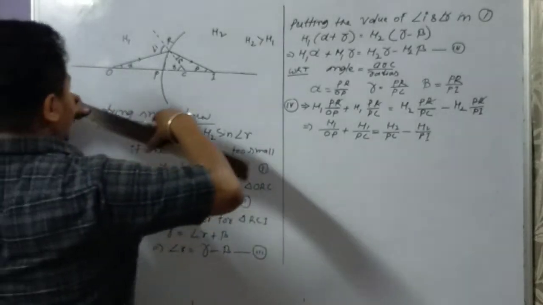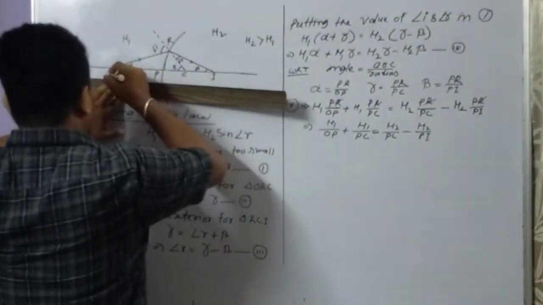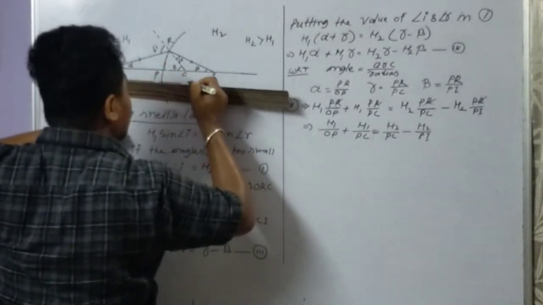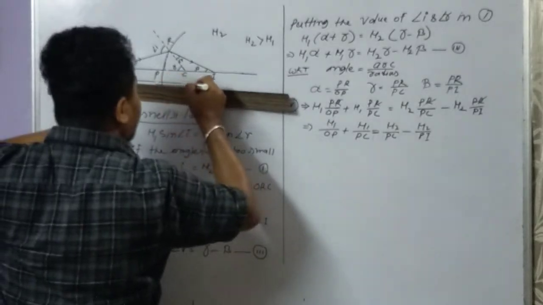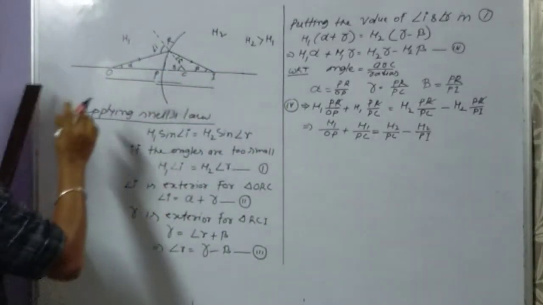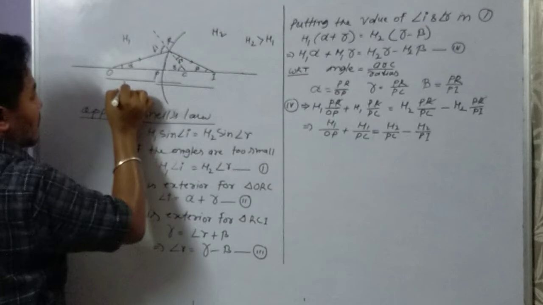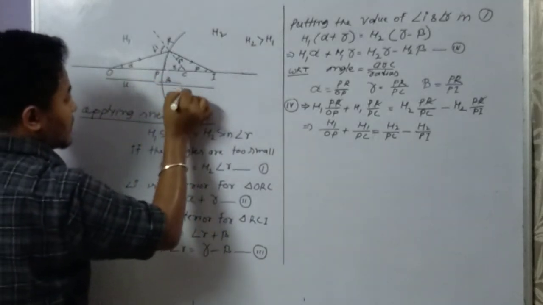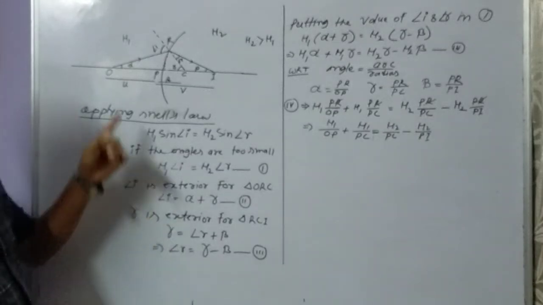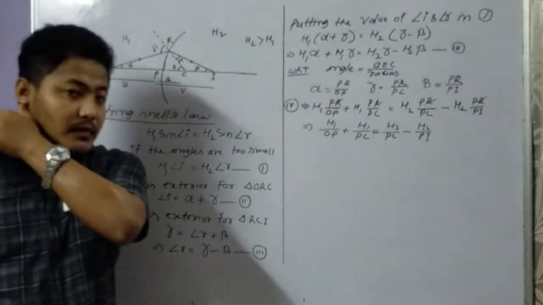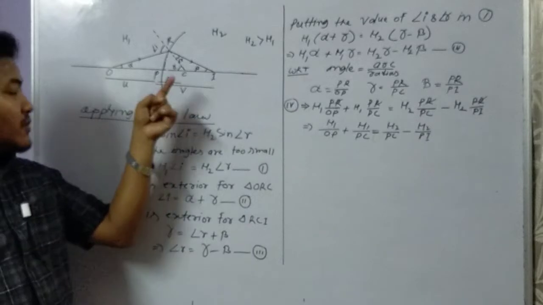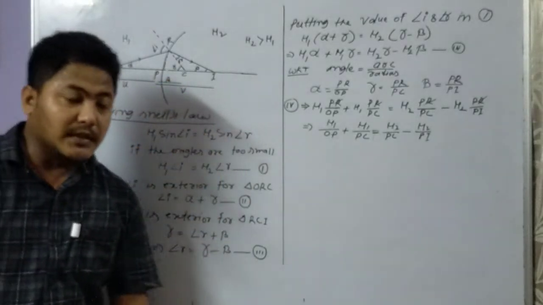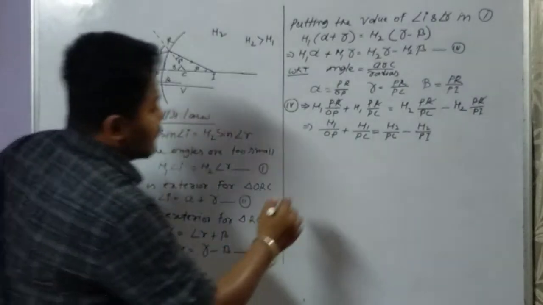Now again, two things will come for you. That is very important. What is this OP? What is this PC? And what is this PI? I am telling you, this OP is the object distance. This PC is the radius of curvature. This PI is the image distance. This OP is the object distance, and this PC is your radius of curvature R. This PI is image distance v. So I can put the values right here.